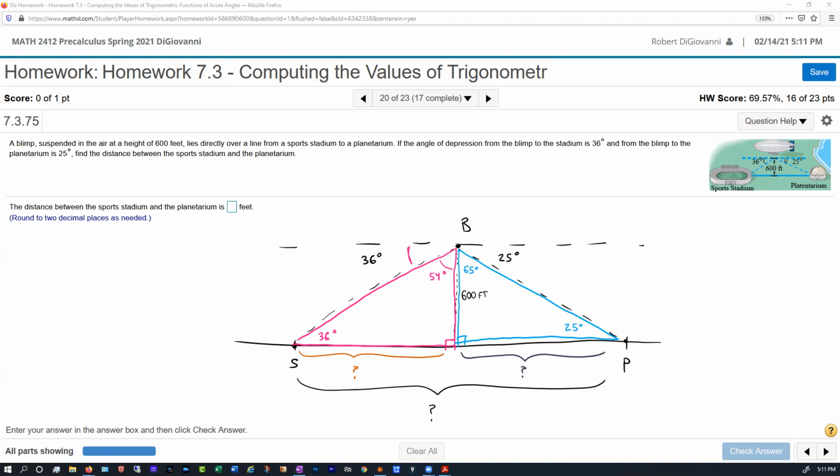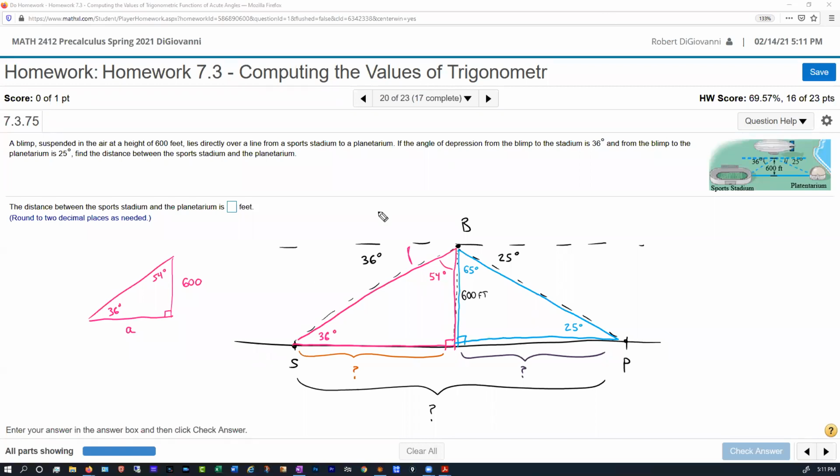Okay, so let's do this first triangle here. We have this. We know this is 600 feet. And then we know this is 36. And we also know this one's 54. We can use either angle, but we have to be careful. We're looking for this side. I'm just going to call this side, well, let's just call it A.